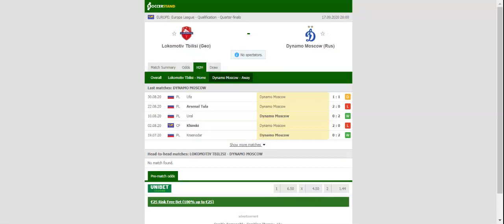A close encounter is on the cards at Mikhail Meshki Stadium, and we believe that punters can find value in betting on a draw. Prediction: 1-1.